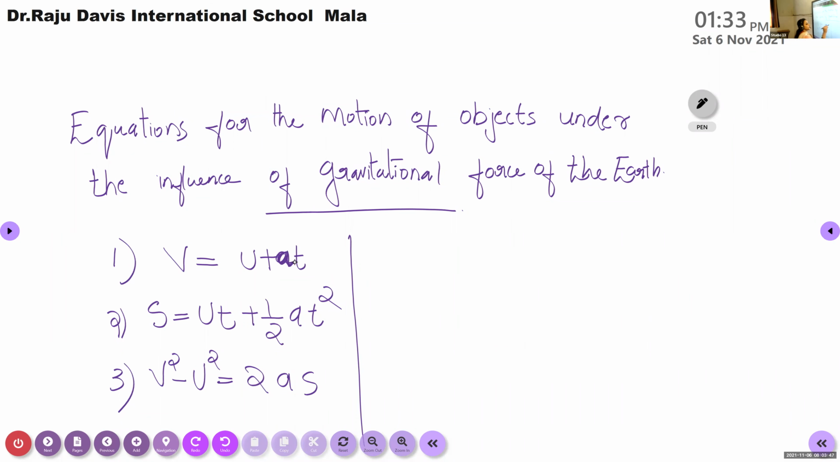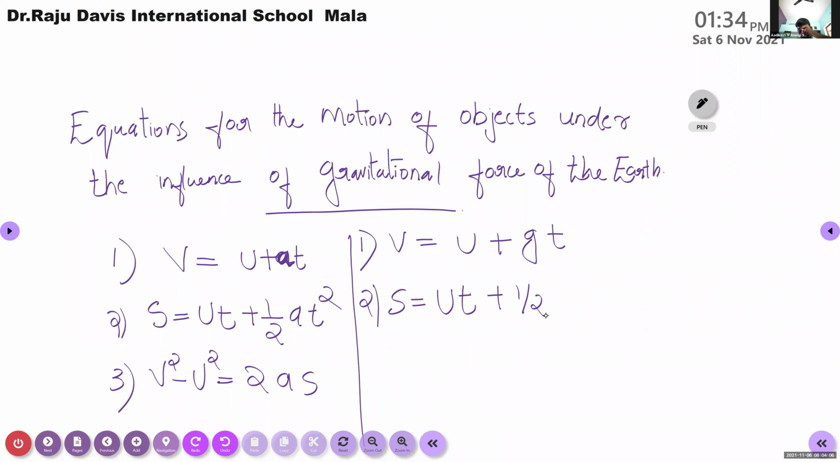Okay. Then the first equation of motion becomes V is equal to U plus GT. Very good. The second equation of motion becomes S is equal to UT plus half GT square. The third equation of motion becomes V square minus U square is equal to 2GS. That's all. The topic is over.